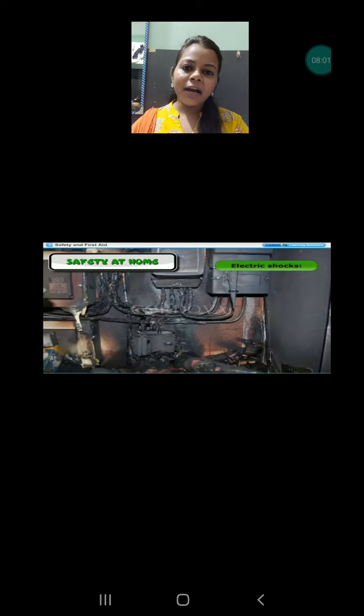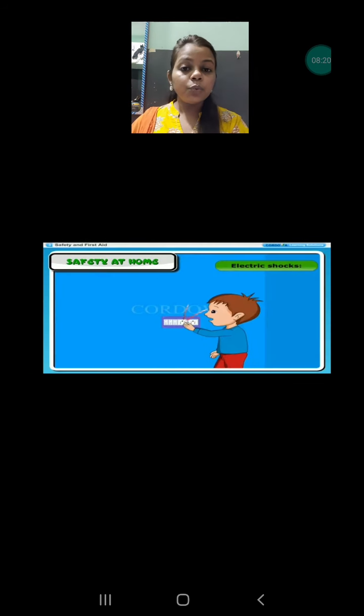Next, we all have electric supplies in our home. Without electricity, we are not able to do most of our activities. Okay, so electricity is very, very important for us, but sometimes it can lead to a bad situation or an accident. So what safety rules we have to follow at home regarding electrical things or electrical shock, we are going to discuss.